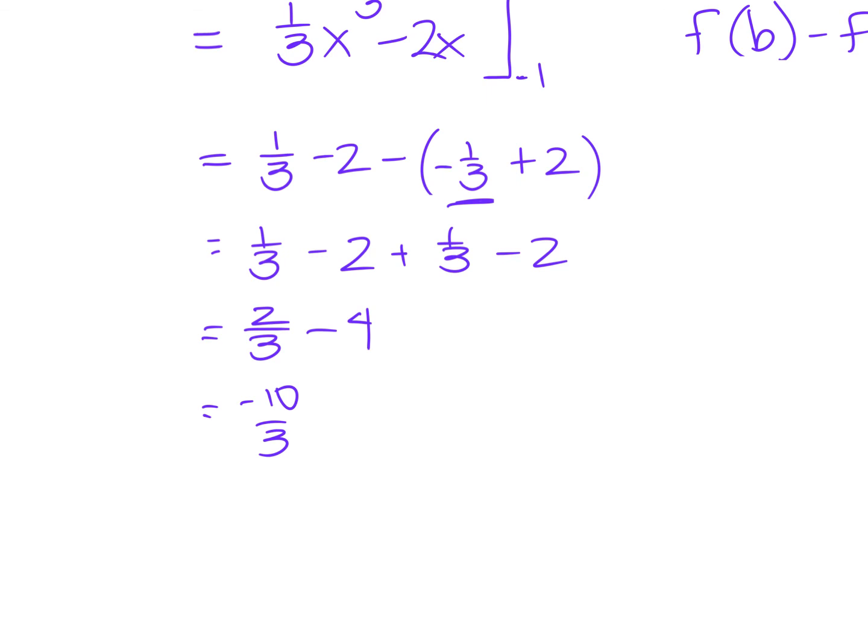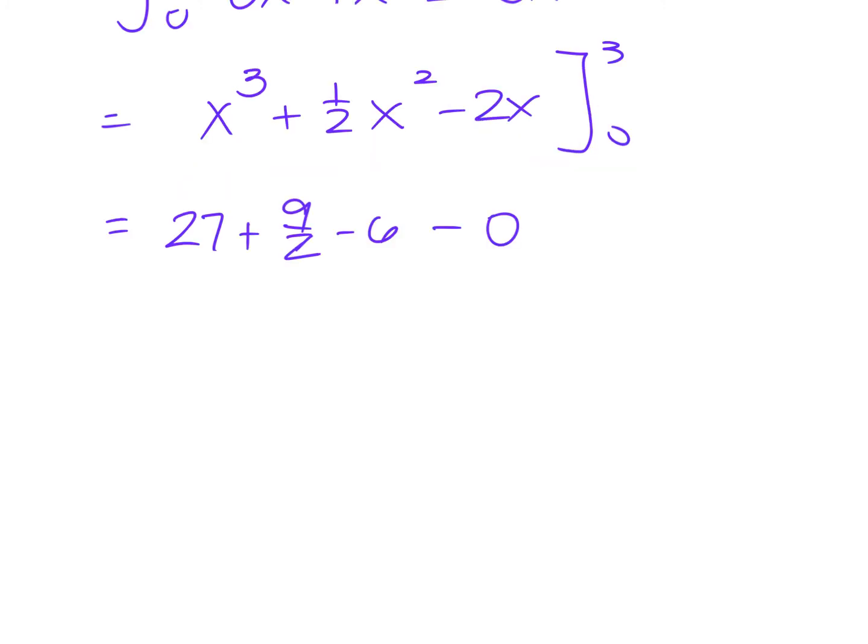Should we practice one more? Okay. Let's do the integral from 0 to 3 of 3x squared plus x minus 2 dx. All right, so we just have to simplify this, and we say 27 minus 6 is 21. In terms of halves, that's 42. So I get 51 over 2. Is that right? Yeah. All right. We are done.